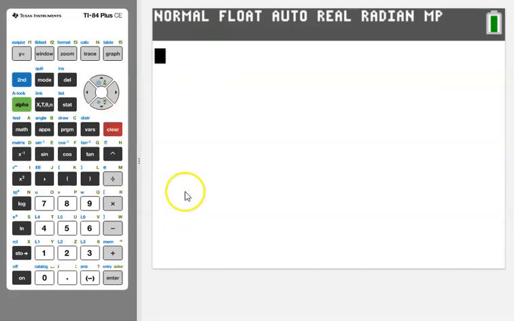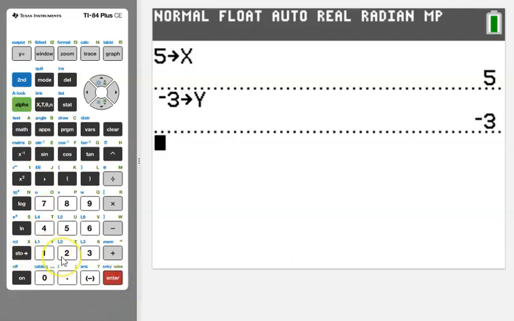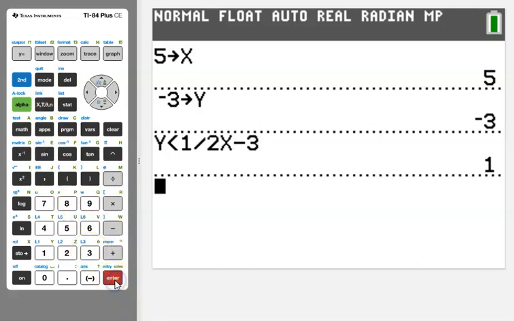All right, I'm going to clear my screen one more time, and we'll do this one more time with the point 5, negative 3. So I type 5, store x, enter. And then the y is negative 3. So negative 3, store alpha 1, enter. For the first inequality, type y, alpha 1 less than second math 5. 1/2 x, let's do this. 1 divided by 2 x, same thing, minus 3. Enter. And I got a 1.